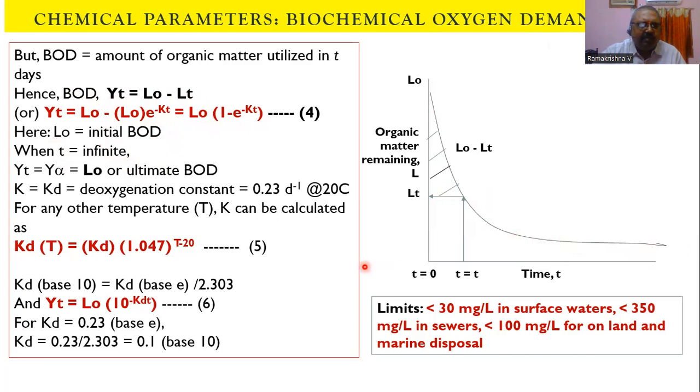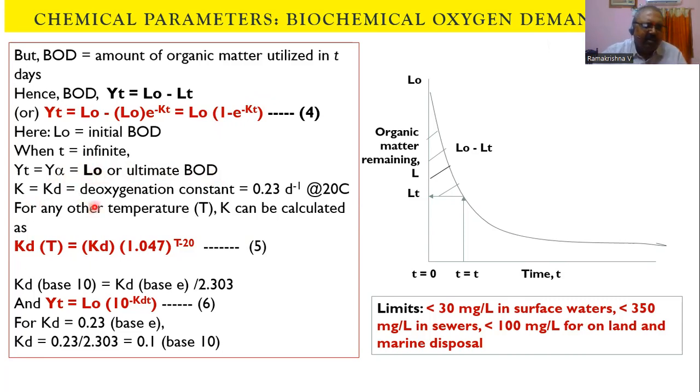So when T is infinite and we put T as infinite here, then ultimately what will happen? Y infinite is equal to L naught. This entire term becomes zero. So L naught into 1, that is equal to L naught. So Y infinite is equal to L naught. What is Y infinite? This is BOD at infinite time, or ultimate BOD. So ultimate BOD is equal to initial BOD, which is equal to L naught.